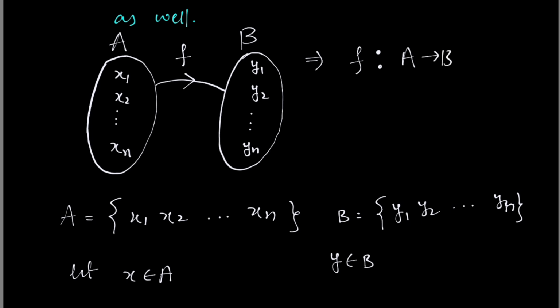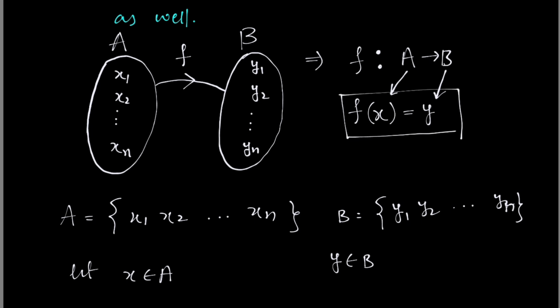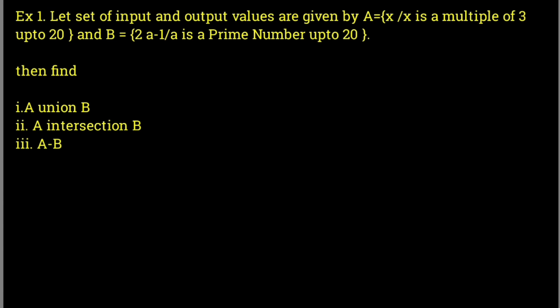The function f is mapping from A to B, and it means since x is the input value, I have to give its input so that I get its corresponding output. Here x belongs to the set A and the y value belongs to the set B. So my functional equation I'm supposed to write like this: f of x equal to y. This is what the actual meaning is. Let's go with an example.